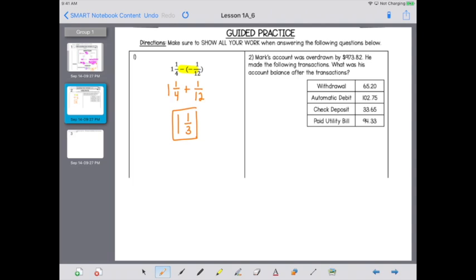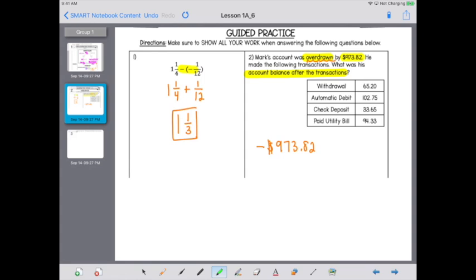Okay, so now we are dealing with a word problem for number 2. Mark's account was overdrawn by $973.82. He made the following transactions. What was his account balance after? Account balance after the transaction. So if we have something that's overdrawn, that means it's going to be negative. So overdrawn is a negative $973.82. I want to know whether my transactions were something that's going into my account or being taken away.